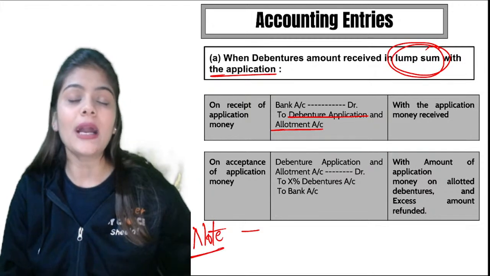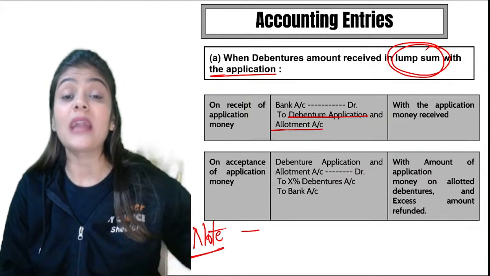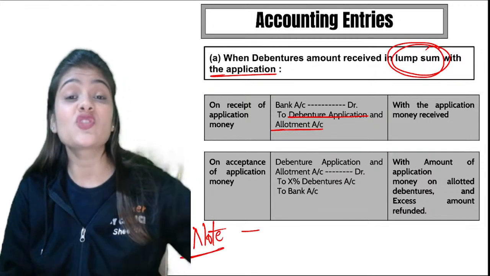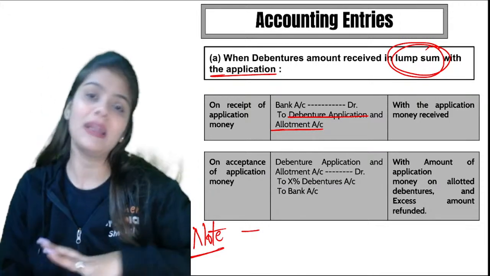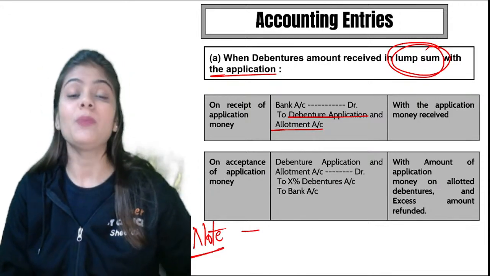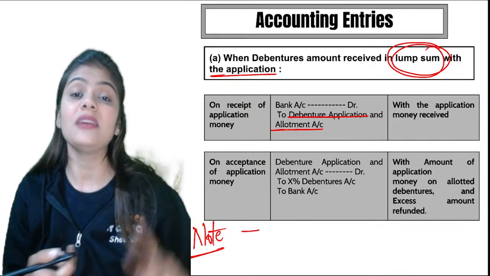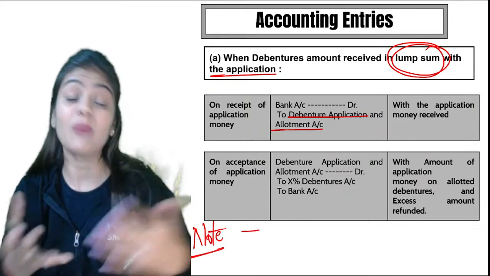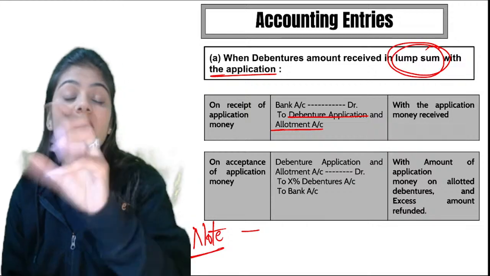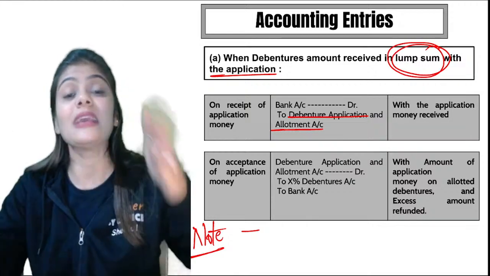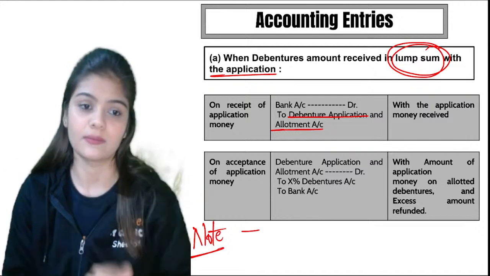सो अगर पूरा का पूरा पैसा एप्लीकेशन के टाइम पर आया है तो आपको डिबेंचर एप्लीकेशन एंड अलॉटमेंट लिखना है. सो प्लीज राइट इट इन योर नोटबुक. This is a note. If entire money is received in lump sum, then we will write the name, debenture application and allotment together.